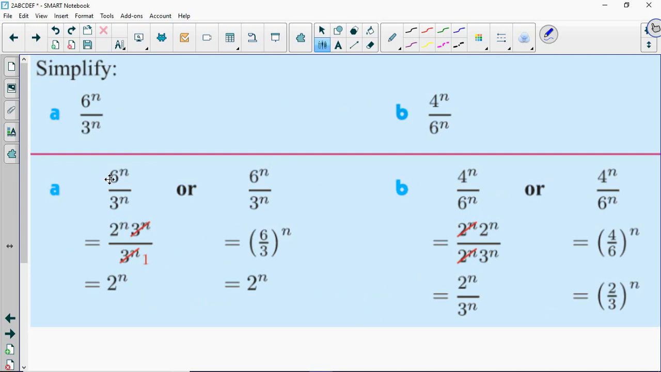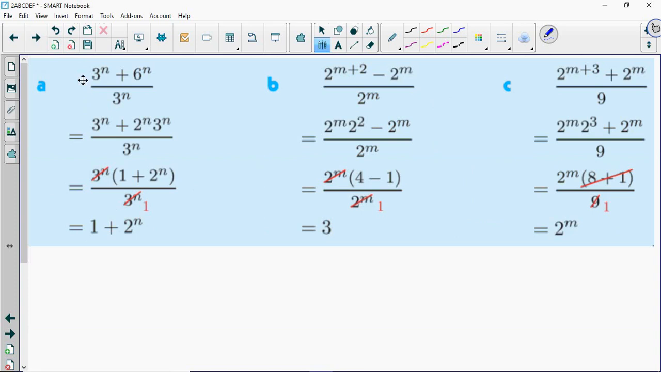6 is the same thing as 2 times 3. So that's 2 to the n times 3 to the n, and then the 3 to the n just cancel. Whatever. Same idea over here on the right, just some different numbers. And here are some more complicated ones, but it's the same idea for all of them. We're trying to find something in common with each of these terms. So in the first one, you see that you've got 3 to the n showing up in those two terms.